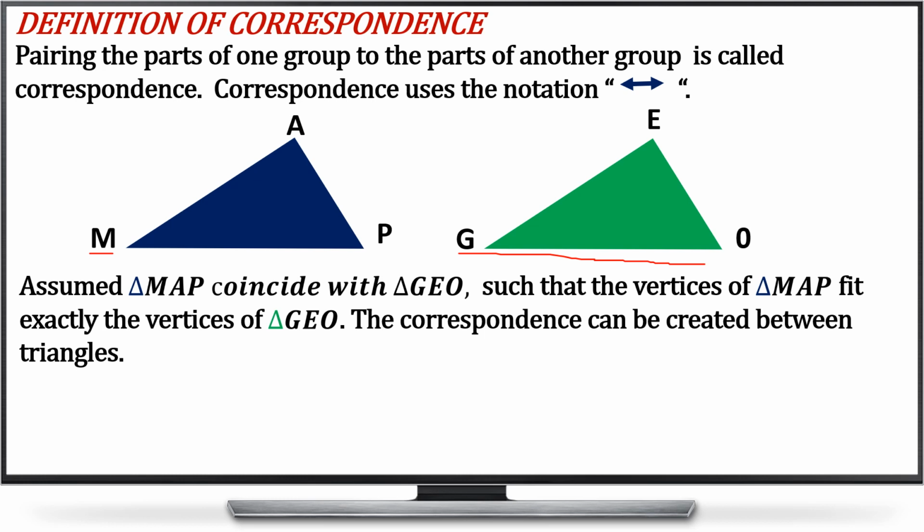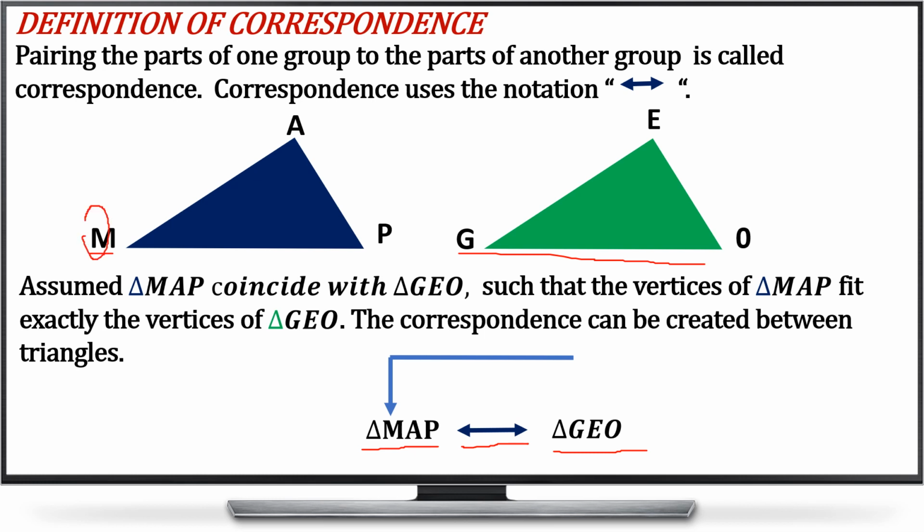So in this case, we can map the two triangles by their correspondence. Paano po yun? Let's consider this as triangle MAP correspond to triangle GEO. Basta natin dito, triangle MAP correspond to triangle GEO. In this case, we have vertex M, ito po yun, correspond to vertex G.